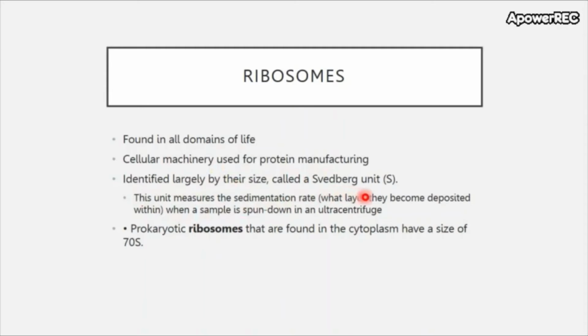This is called a Svedberg unit, and what it actually measures is the sedimentation rate, or what layer becomes deposited within a sample that is spun down in an ultracentrifuge, which is just a machine that spins very rapidly in circles, and things that are heavier than the solution that it contains in will sink to the bottom. So the heavier it is, the deeper in the layer it will be submerged. Prokaryotic ribosomes that are found in the cytoplasm have a size of 70S. And this is one of these little factoids that you will have to memorize.